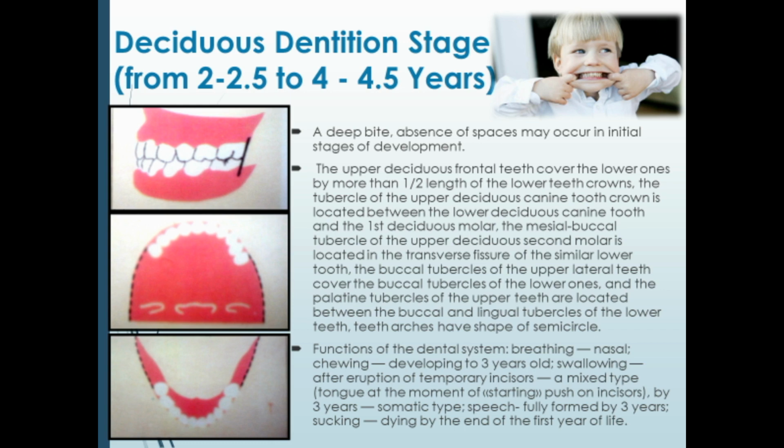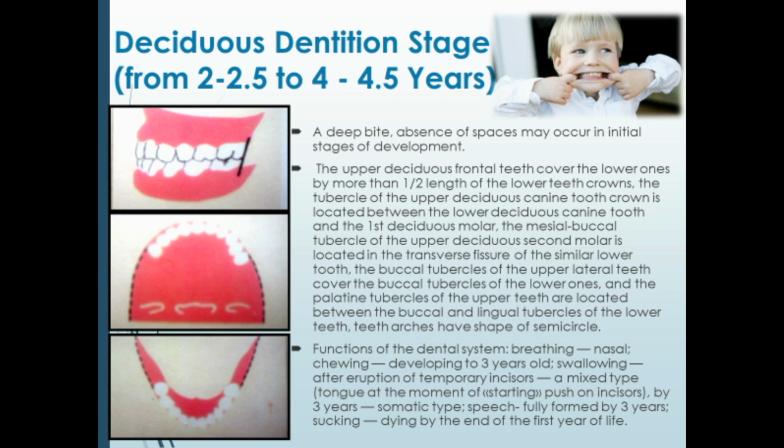The buccal tubercles of the upper lateral teeth cover the buccal tubercles of the lower ones, and the palatine tubercles of the upper teeth are located between the buccal and the lingual tubercles of the lower teeth. Teeth arches have the shape of semicircles.